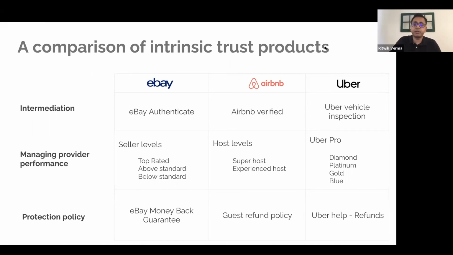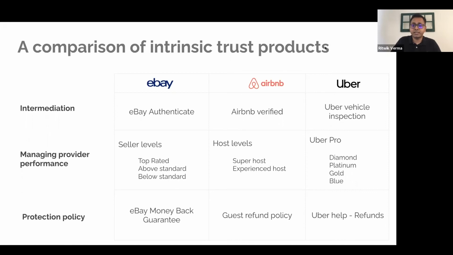On Airbnb, they have Airbnb Verified program, and Uber has vehicle inspection, where a driver can go to an Uber location and get the vehicle inspected. As we discussed, managing provider performance is extremely crucial. eBay has a product called Global Seller Standards, which incidentally I own. What we do in that product is we look at a bunch of objective metrics, and by objective we mean hard, cold data related to selling performance, and then we segment sellers into top rated, above standard, and below standard.